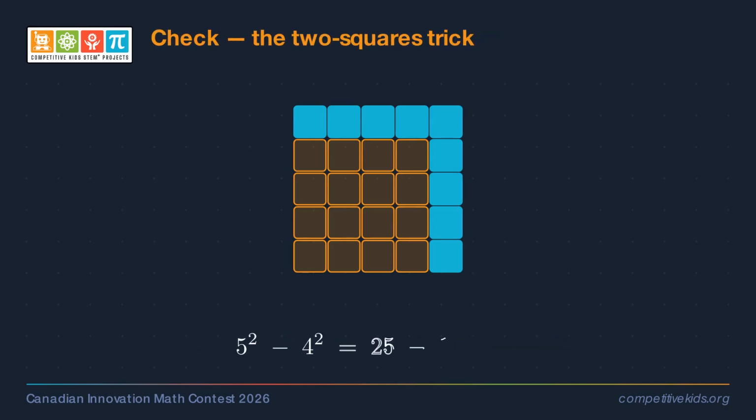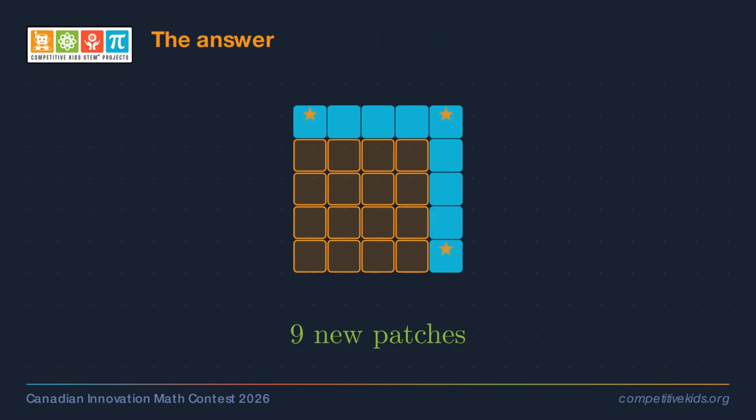Let us check another way. A 5x5 quilt has 25 patches in all. The old 4x4 quilt had 16, so 25 minus 16 is 9 new patches. Same answer. 9 new patches. Eli's team sewed 9 new patches to grow the quilt.